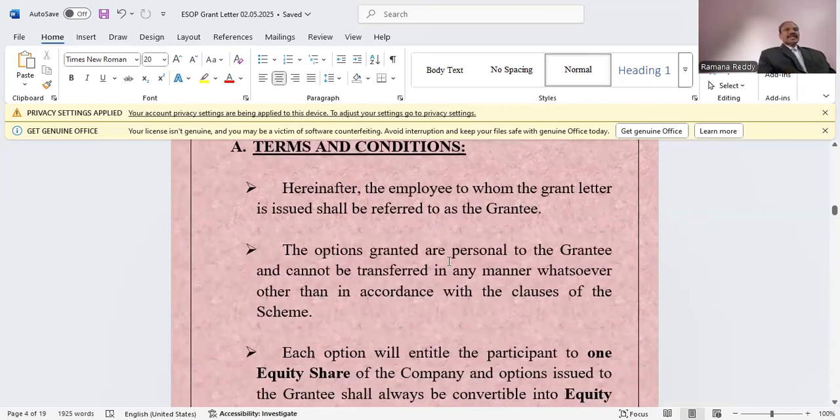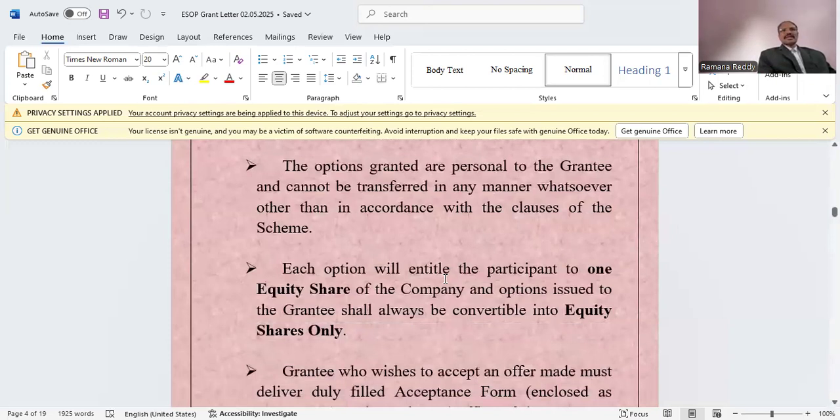The options granted are personal to the grantee. So when I am giving Venkateshwar Rao employee, so it is his personal Venkateshwar Rao only. He cannot give to another Subbarao. So, and cannot be transferred in any manner whatsoever other than in accordance with the clause of the scheme. He cannot give to anyone. It is non-transferable. Grants are not transferable.